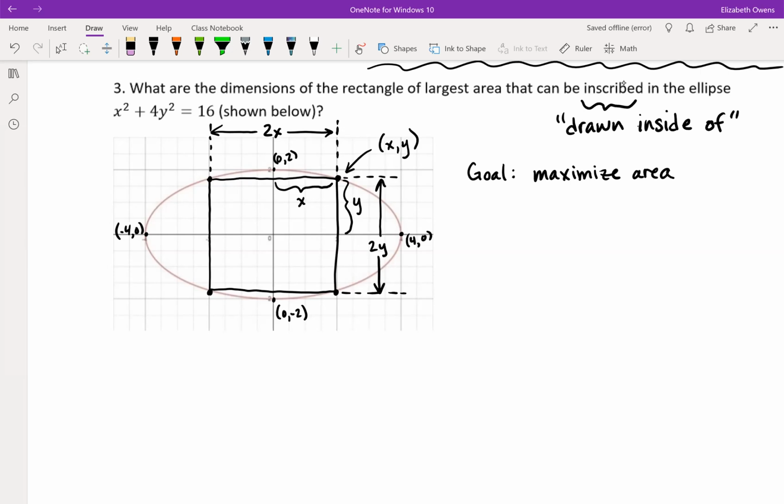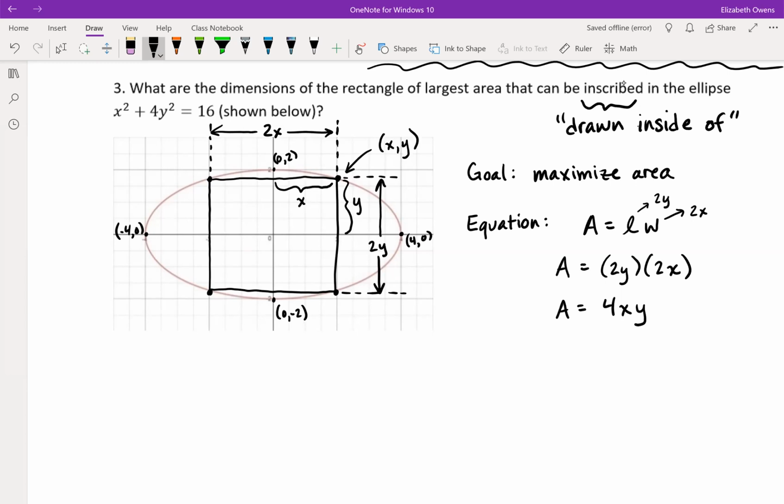So we need to come up with an equation here for the area of this rectangle, an equation for our quantity of interest. The area of a rectangle is just length times width, which I'll put LW for right now. But based on our sketch, we can see that the length, or height, of the rectangle would be 2y, and the width would be 2x. So it's 2y by 2x, and so we are going to have an area equation of 4xy.